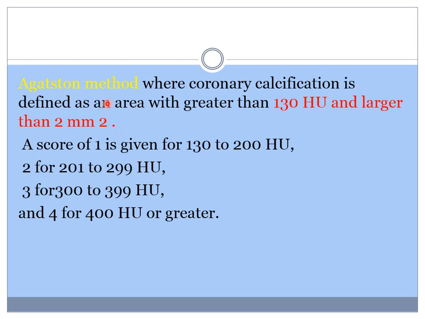We have Agatston's method, where coronary calcification is defined as an area of greater than 130 Hounsfield units and larger than 2 square millimeters. A score of 1 is given for 130 to 200 Hounsfield units. A score of 2 is given for 201 to 299 Hounsfield units, 3 for 300 to 399 Hounsfield units, and 4 for more than 400 Hounsfield units. This is called calcium scoring. Nowadays, it's a very important indicator of stenosis, especially on cardiac CT.